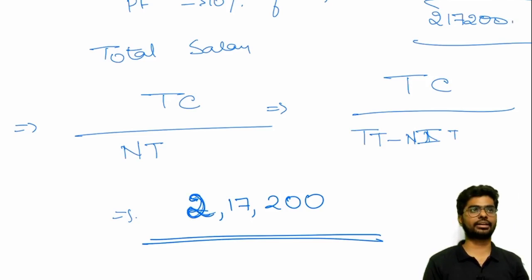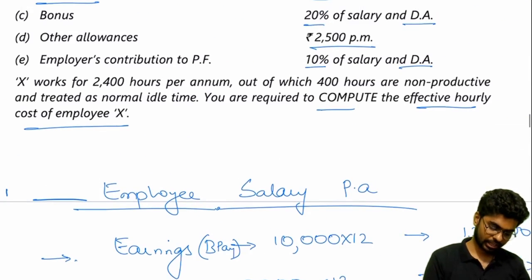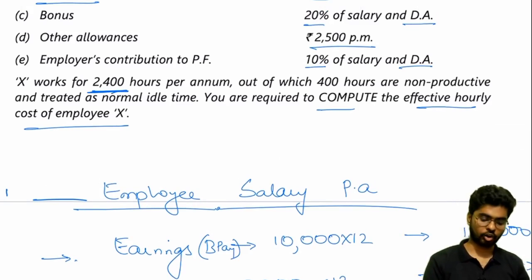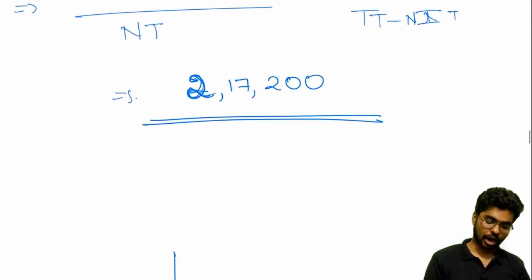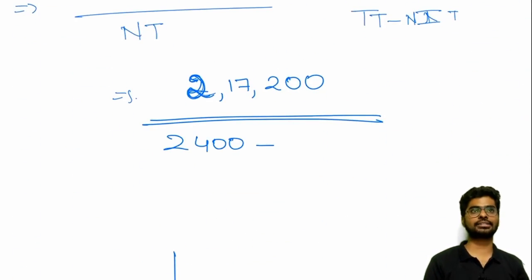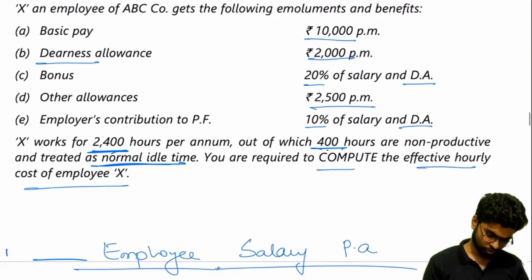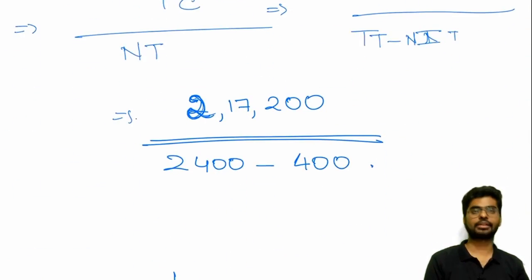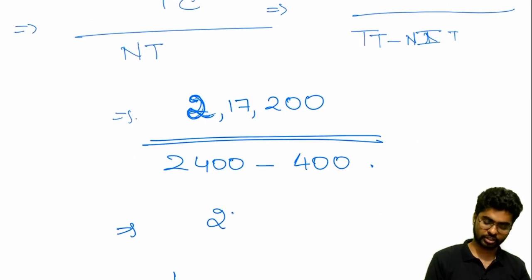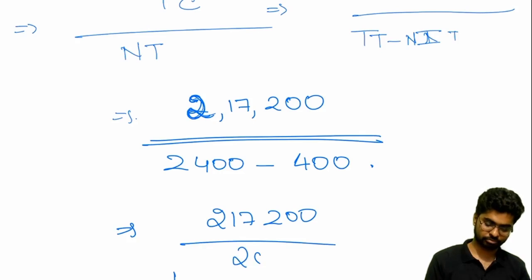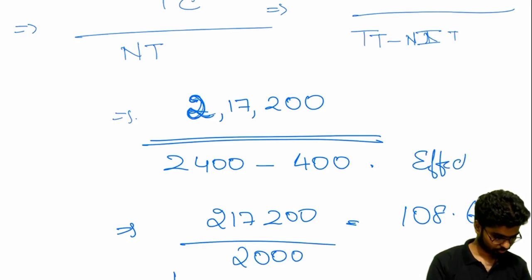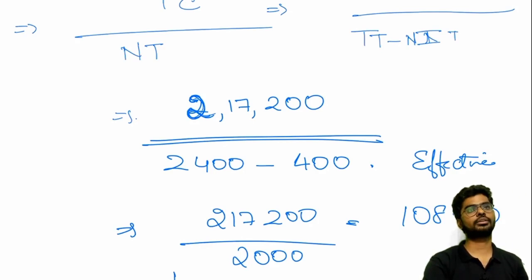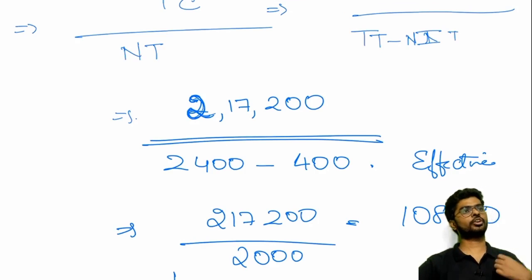What is my time taken? Effective time taken? See the question, the worker works for 2400 hours, out of which 400 hours are non-productive but treated as normal idle time. That means out of my total time of 2400 hours, 400 hours is the normal idle time. Therefore, it's going to be 217200 divided by 2000. Are you clear? 108.6, right? Can we go to the next topic?